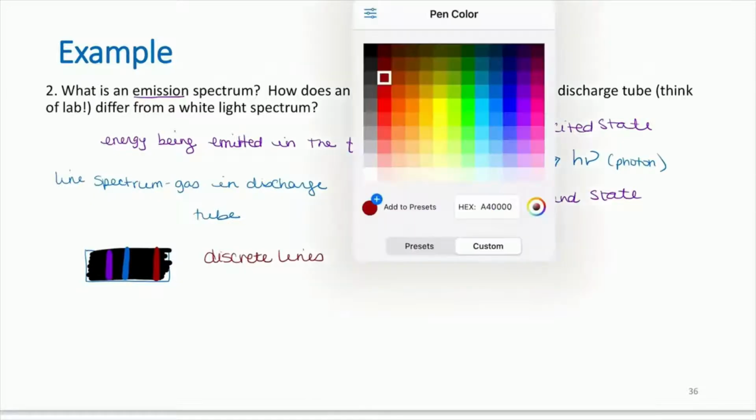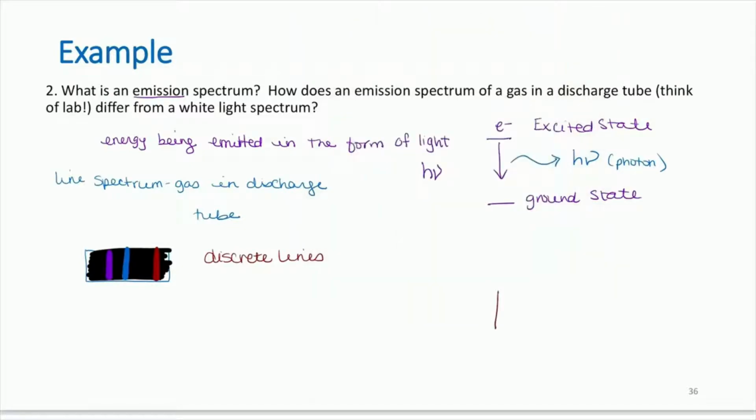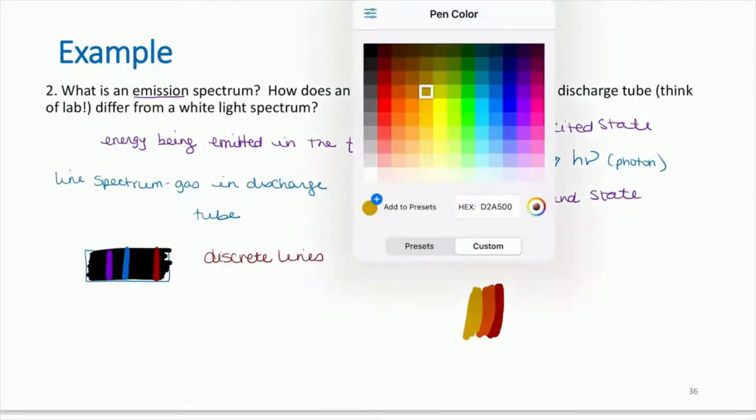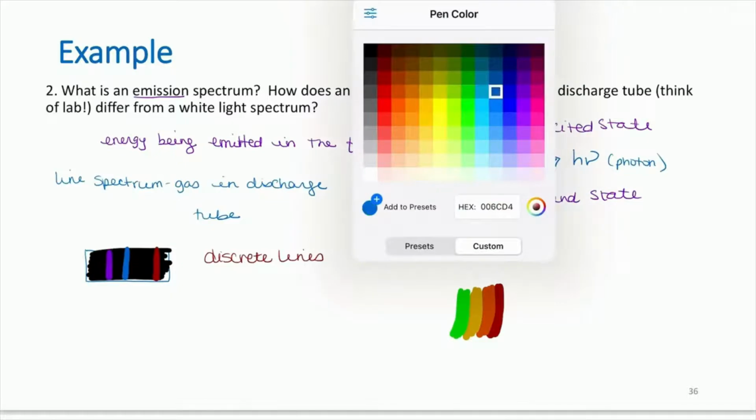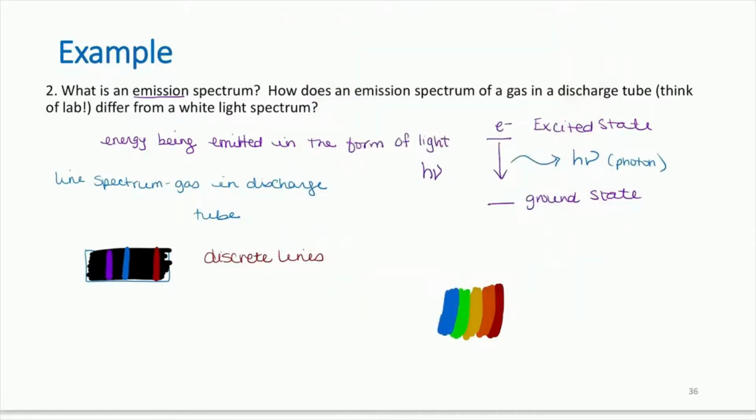A white light spectrum, on the other hand, is the entire rainbow. So you'll have your red into your orange, to your yellows, to your greens, blues, indigo, which I never remember what indigo actually looks like, and purple. So white light spectrum is continuous lines.